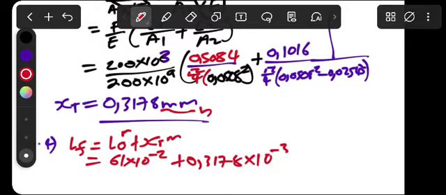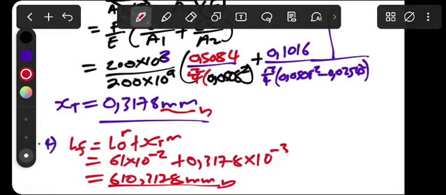Also the SI units must be the same. Then I add there 61 times 10 to the power of minus 2 plus 0.3178 times 10 to the power of minus 3. This will simply equal, in millimeter, 610.3178 millimeter. This is what we have.